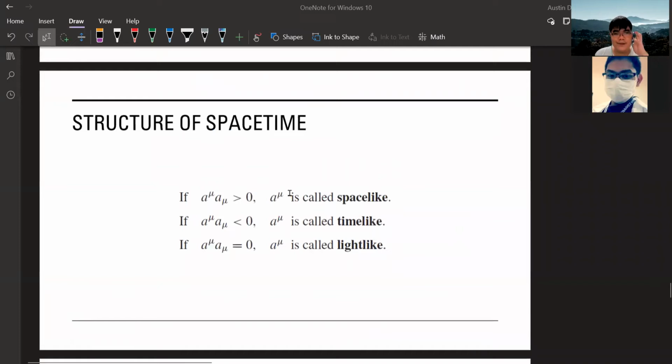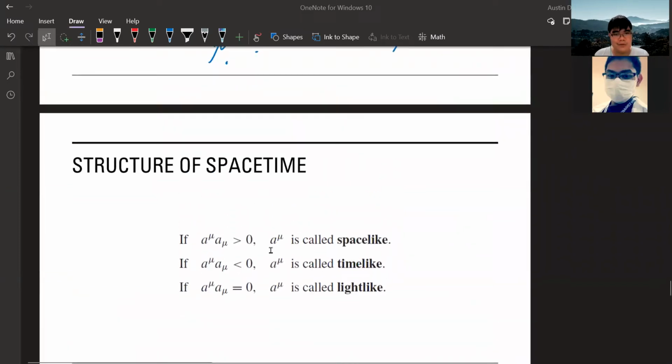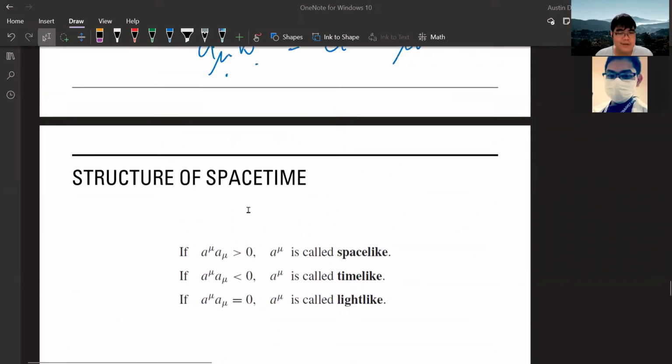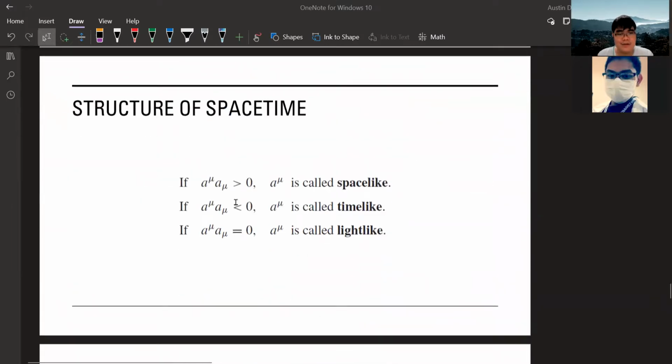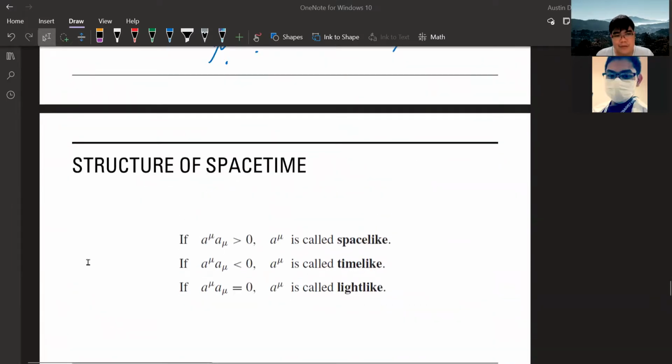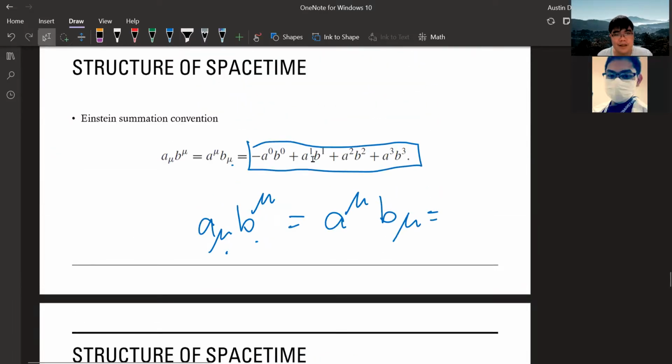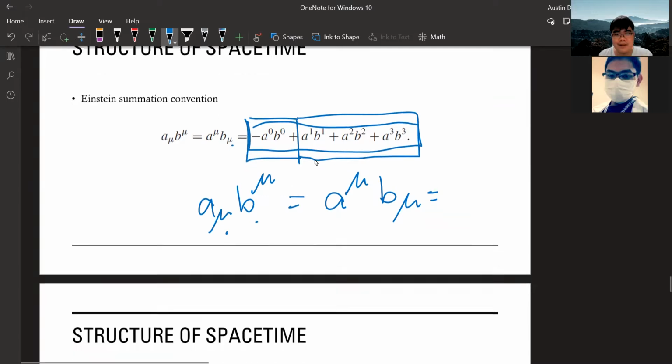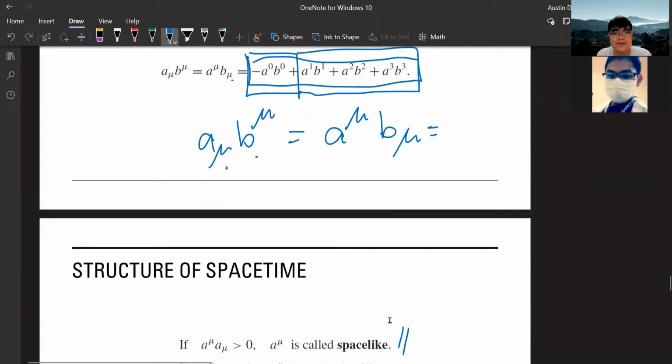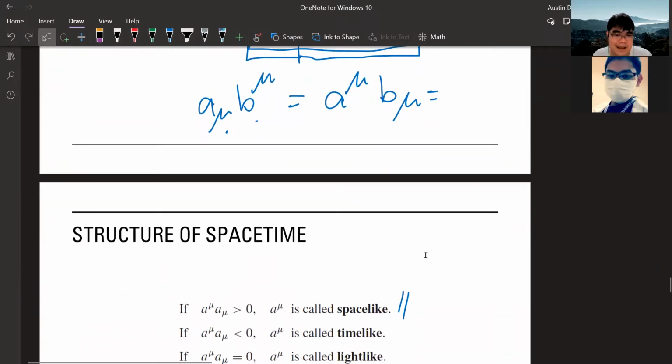Okay. Now, let's try to categorize yung mga summations. Okay? Kapag yung summation mo, yung A mu times, yung covariant times contravariant mo, is greater than 0, it's called space-like. Okay? Ibig sabihin nun, nag-dominate yung space coordinates over the temporal coordinates. Diba? Kasi pag positive, mas malaki dapat itong mga positive terms. So they are called space-like.